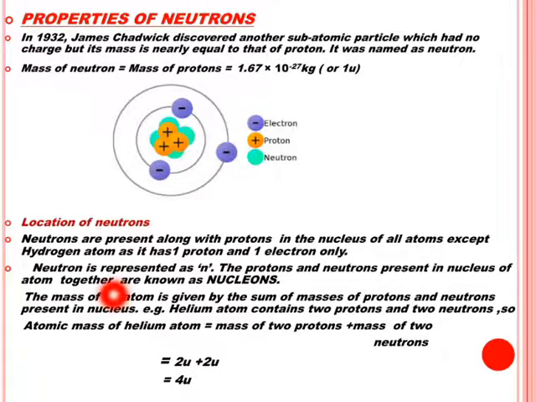For example, helium atom contains 2 protons and 2 neutrons in its nucleus. So atomic mass of helium atom is equal to the sum of masses of 2 protons and 2 neutrons. Mass of 2 protons is 2u and mass of 2 neutrons is also 2u, because mass of neutron is equal to mass of protons. So on adding 2u plus 2u, it comes out to be 4u. So atomic mass of helium atom is equal to 4u.